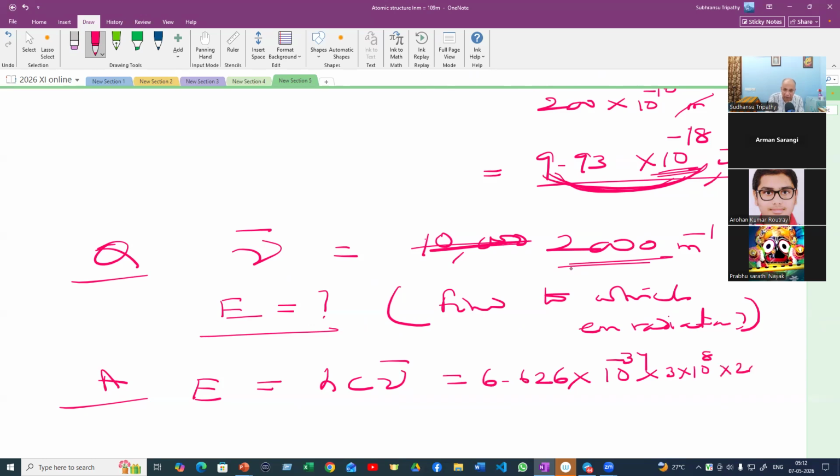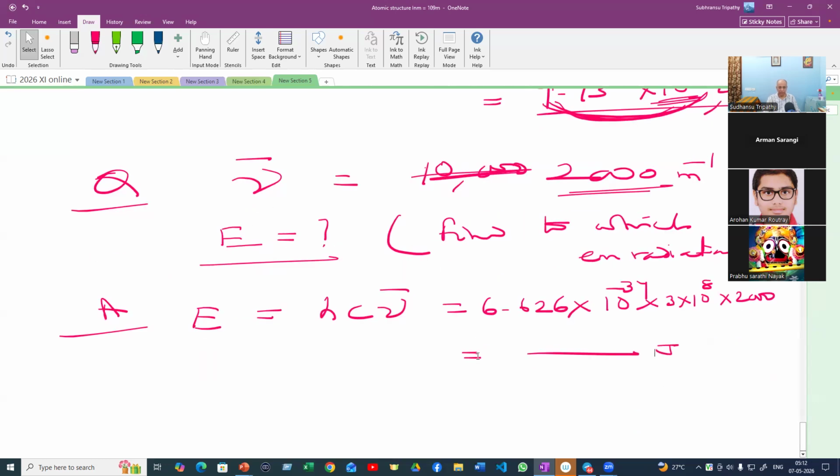Nu bar I have given as 2000 meter inverse, all in SI, so nothing to write, they will cancel. So what are you finally getting in joule? In fact, Sir, 3.972 into 10 to the power minus 24 joules. Sir, 3.972. Okay.